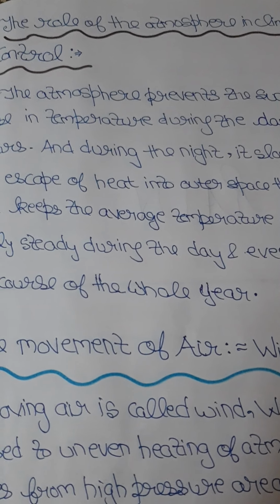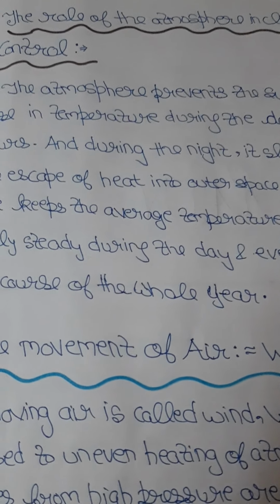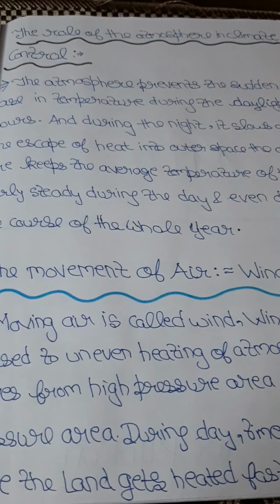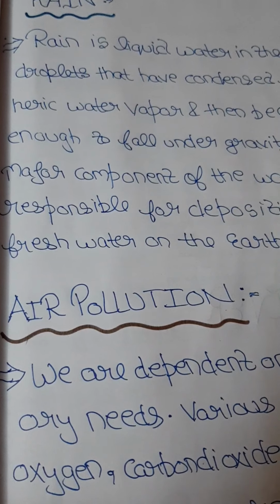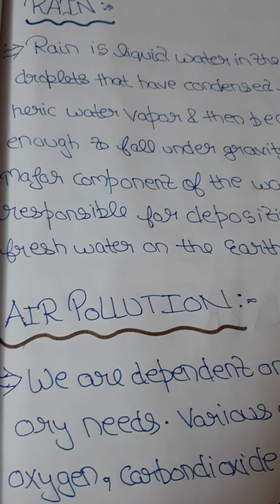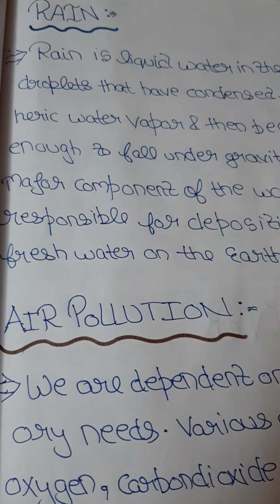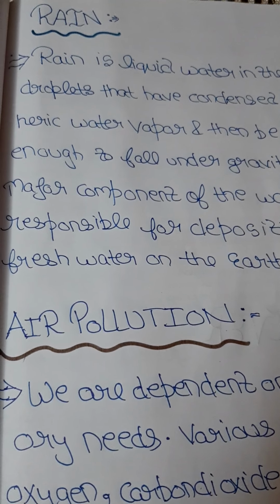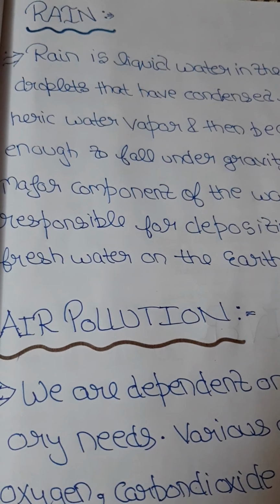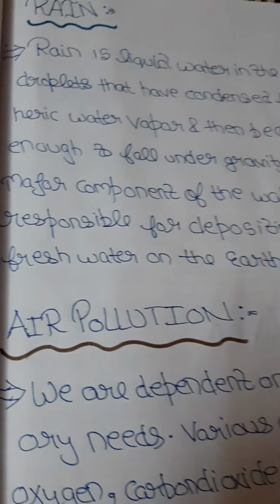On the next page we have to write the topic, the role of the atmosphere in climate control. The next topic is the movement of air, which is winds. This picture is related to the movement of air, winds. On the next page we have to write about rain. What is rain? On the next topic we have to write air pollution. These are the pictures we have to paste on the next left hand side page. These are the rain pictures and these are the air pollution pictures.